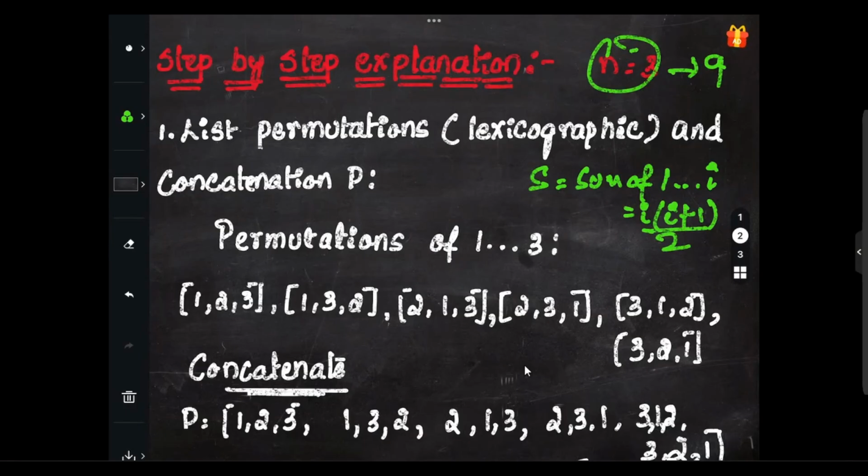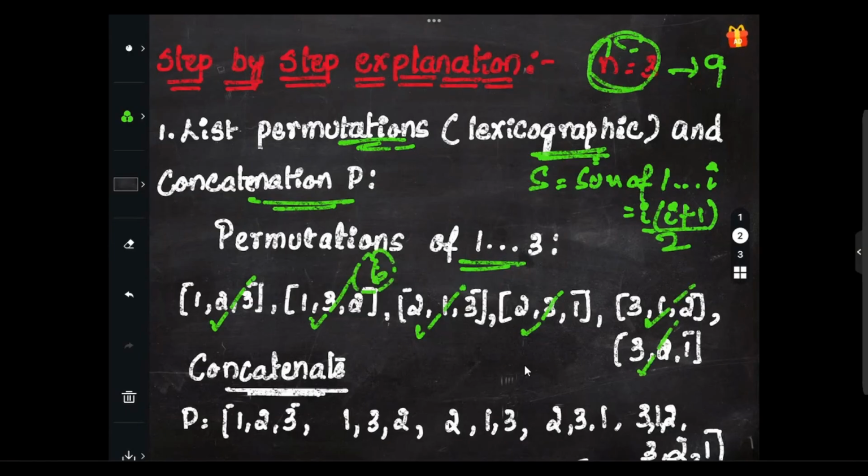First, we will be listing all the permutations lexicographically, since the question asks for lexicographical order, and going with the concatenation p. So we consider all the permutations of 1 to 3, where 1, 2, 3 are the numbers. There are 6 permutations here: 1 2 3, 1 3 2, 2 1 3, 2 3 1, 3 1 2, and 3 2 1.